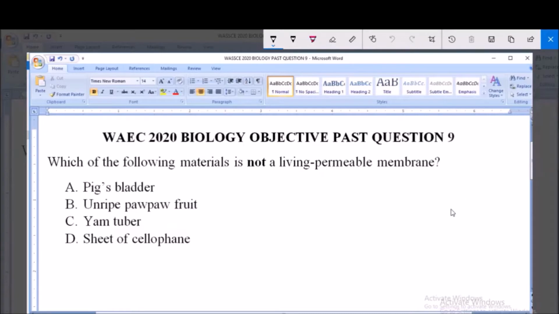Hello and welcome. I'm going to be answering WAEC 2020 Biology Objective Past Question 9. Which of the following materials is not a living permeable membrane? A. Pig's bladder, B. Unripe pawpaw fruit, C. Yam tuber, D. Sheet of cellophane.